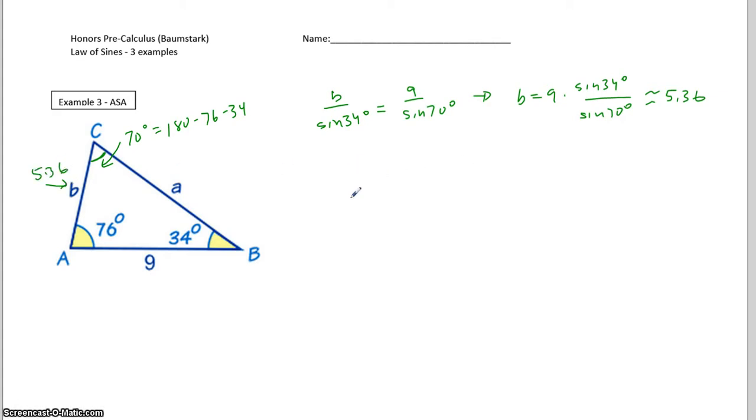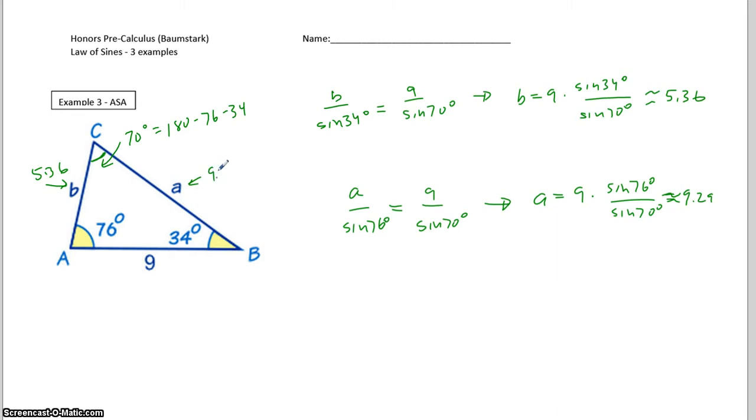And then we solve for A. So A over the sine of 76 degrees, which is this opposite pair, is going to be equal to 9 over sine of 70. Solve that for A. 9 times sine of 76 degrees over sine of 70 degrees. And that's going to give us about 9.29, which is what A is.